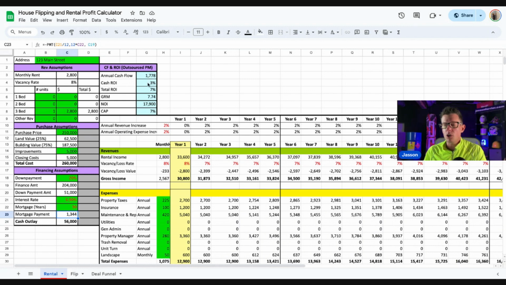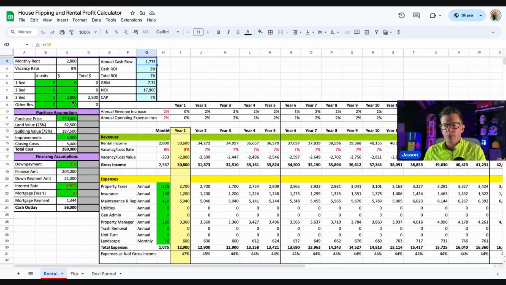Then we see cash return on investment, total ROI, gross rent margin, net operating income, and cap rate. For the purpose of this video, we're going to focus on total ROI, cash ROI, and annual cash flow. So it's important to have an idea of your goals of what you want as far as cash flow. So in this example, after all calculations, my annual cash flow is $1,778. That's after taxes, insurance, maintenance, property management, all the expenses, and mortgage.